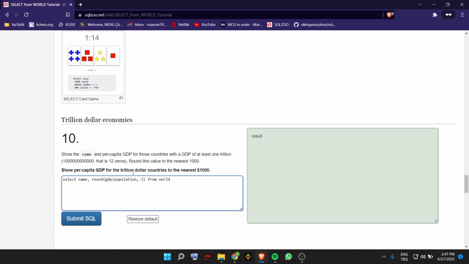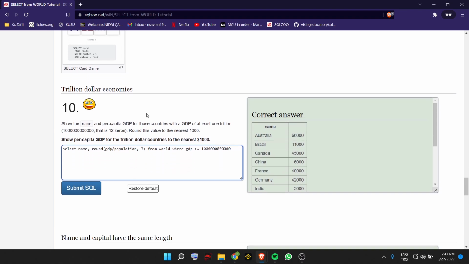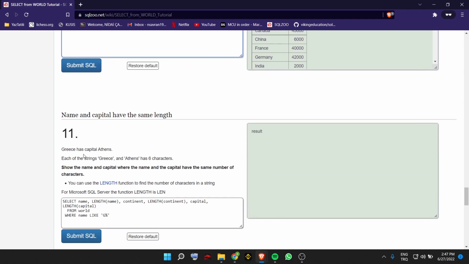To do that, we will use this notation, I guess, where GDP is bigger than or equal to 1 followed by 12 zeros. Let's try this. Yes, it's correct. If we have minus, it will go like this. Minus 3 means round to the 3rd power of 10. It means 10 cubed.